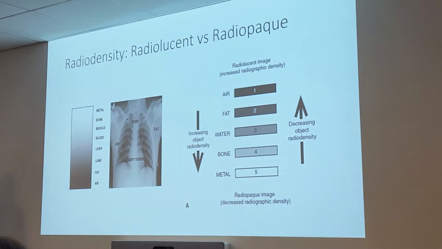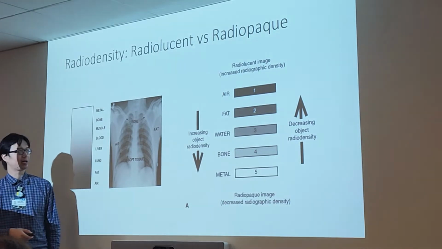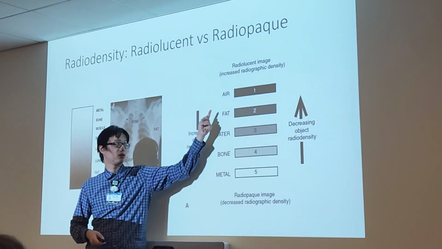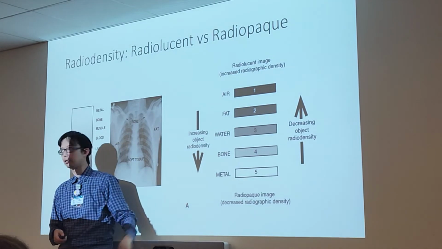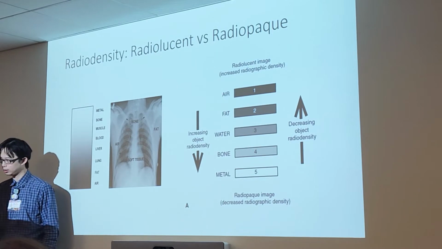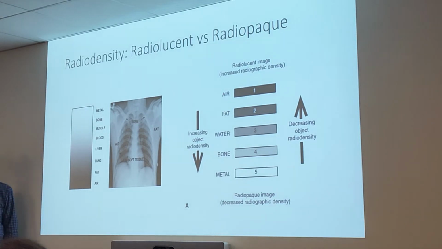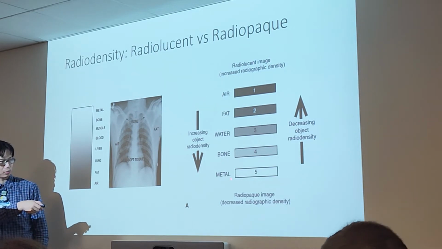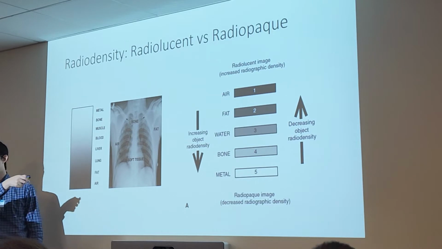All right, so taking a look here. The body can have many different types of things in it, right? Air, fat, water, bone, metal. The more dense something is, or the more radio-dense something is, the more it absorbs X-rays, and the more radiopaque it is. So radio-dense items are radiopaque, and the non-radio-dense items are going to be radiolucent. As they get more dense, it becomes whiter. As they get less dense, it becomes darker.